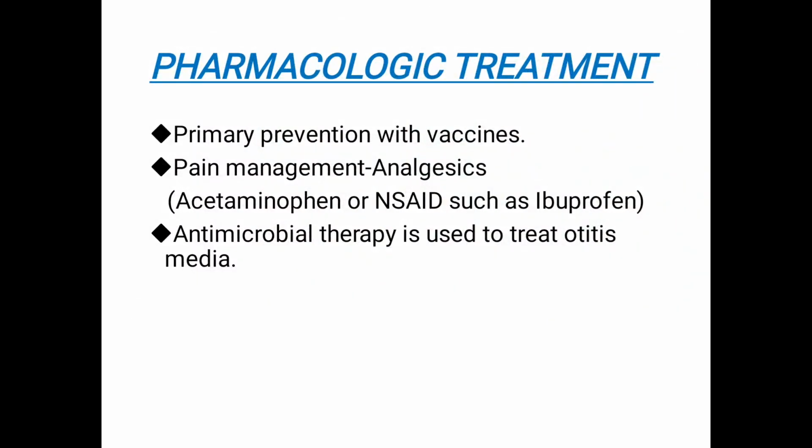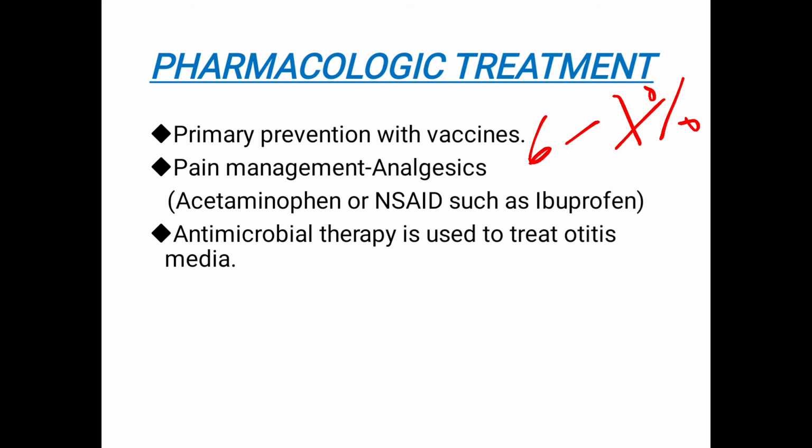Coming to the pharmacologic treatment. Now let us see how we can manage otitis media with the help of drugs. So, primary prevention with vaccines should be considered. There exists a 7-valent pneumococcal conjugate vaccine which should be taken during infancy, and this reduces the occurrence of AOM by 6 to 7 percent. With the help of vaccination we can reduce the incidence of the disease in infancy.